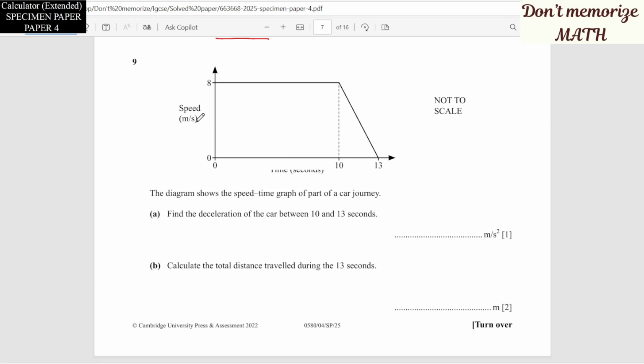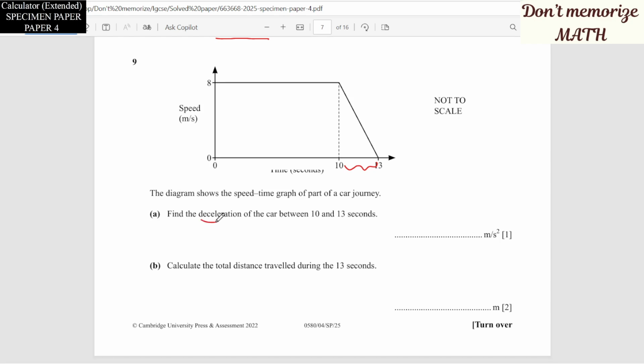Okay, let's see question number 9. So we have a speed time graph. The diagram shows the speed time graph of a part of a car journey. Find the deceleration of the car between 10 and 13 seconds. 10 and 13 seconds is this part of the graph.